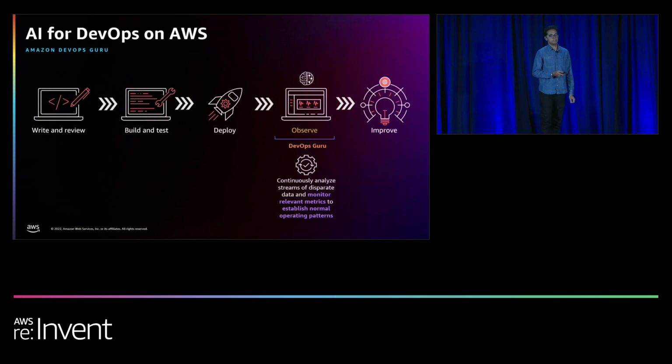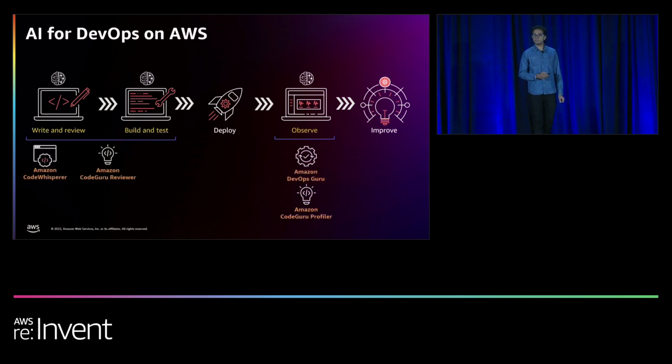So there you have it. Amazon DevOps Guru, which is a fully machine learning-based service that helps you increase the availability of your application and reduce the downtime. It continuously analyzes the stream of disparate data and monitors relevant metrics to establish normal operating patterns.